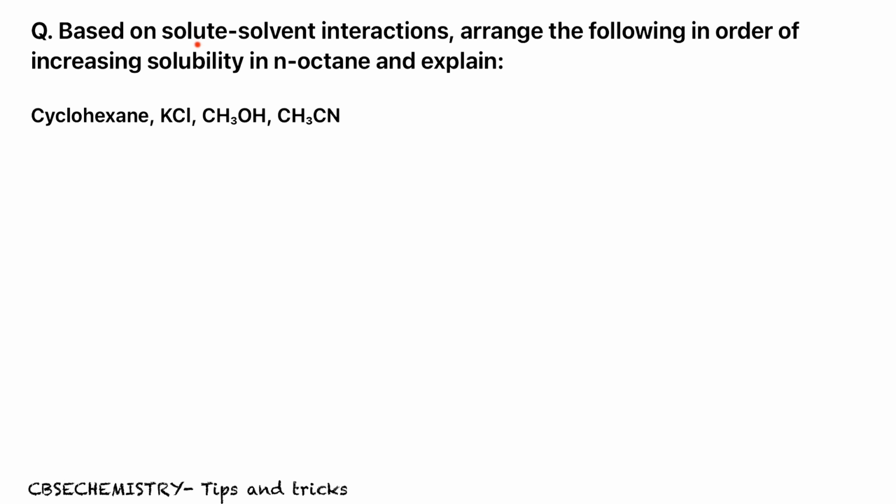Based on solute-solvent interactions, arrange the following in order of increasing solubility in n-octane and explain. First one is cyclohexane, second one is KCl, CH3OH, CH3CN. See, we have to check the solubility of all these solutes in which solvent? Octane. Correct? We have to compare the solubility of all these solutes in octane.